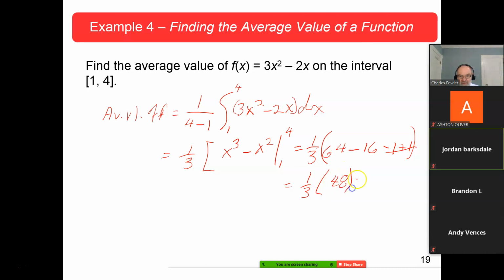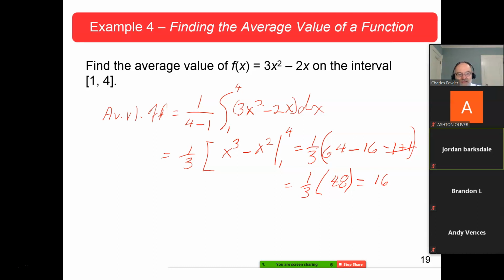I hope it is. And I think 3 goes into 48 16 times, doesn't it? Now I'm doing that off the top of my head, but sure enough, the book did it on their head as well. Okay. Any questions on that? Do you see what we're doing, why we're doing it? So the average value of that is 16. Any questions?